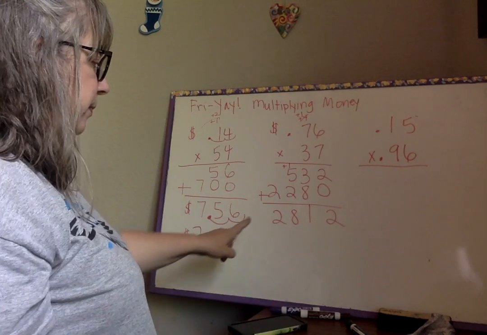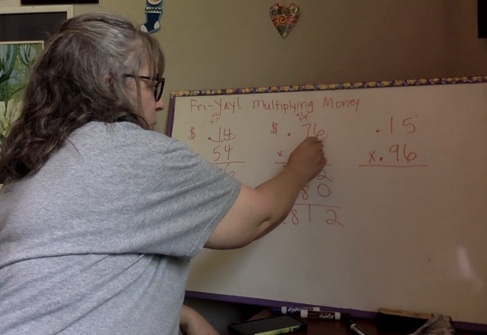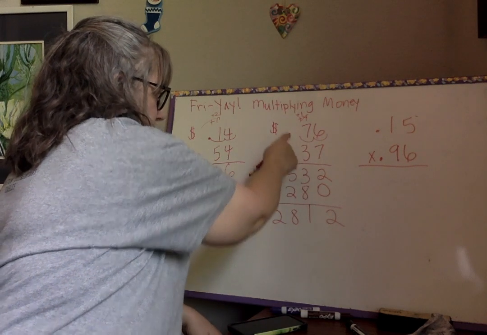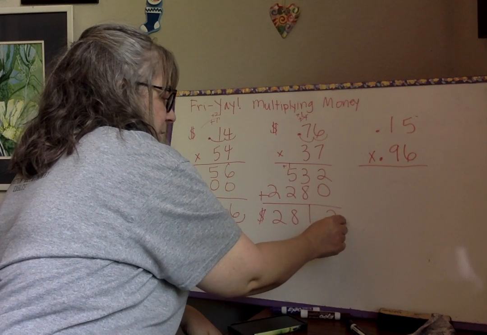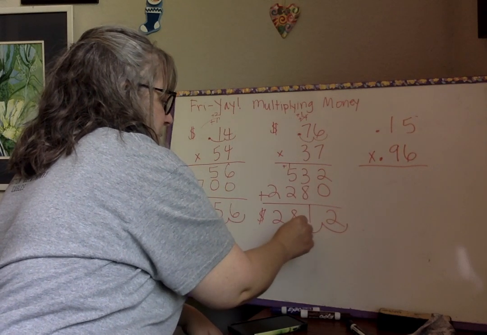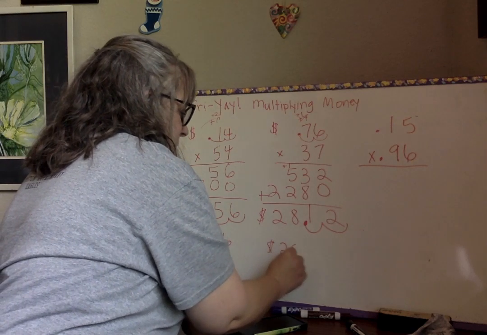Now, we can't stop there. How many hops are we going to make? 1, 2. We got to get to that decimal. 1, 2. We're going to start here, 1, 2. We're going to put our decimal right there. So our answer is $28.12.